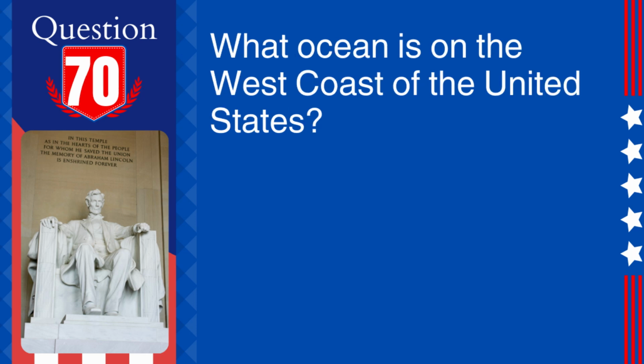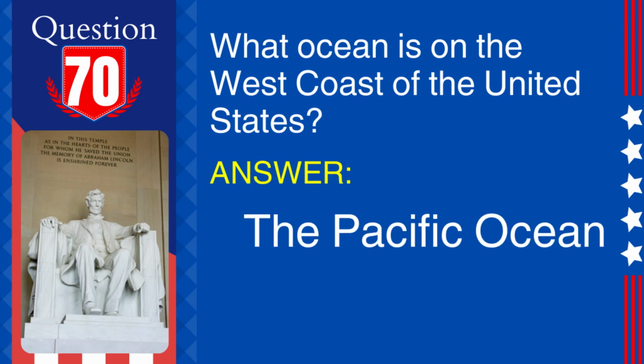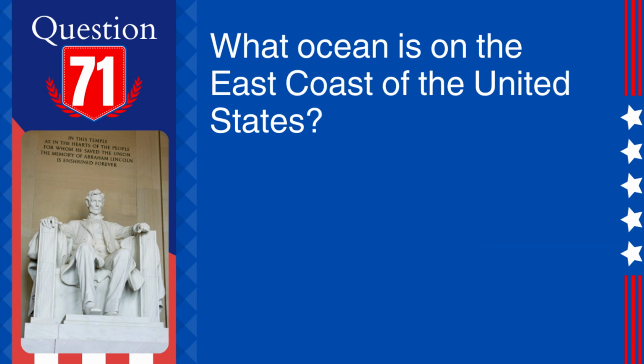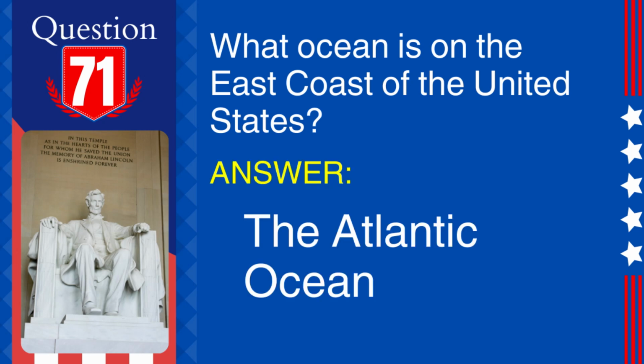70. Question. What ocean is on the west coast of the United States? Answer. The Pacific Ocean. Explanation. The Pacific Ocean borders the western coast of the United States. 71. Question. What ocean is on the east coast of the United States? Answer. The Atlantic Ocean. Explanation. The Atlantic Ocean borders the eastern coast of the United States.